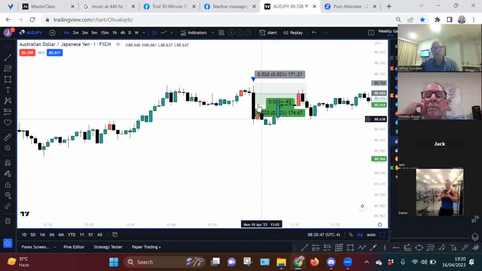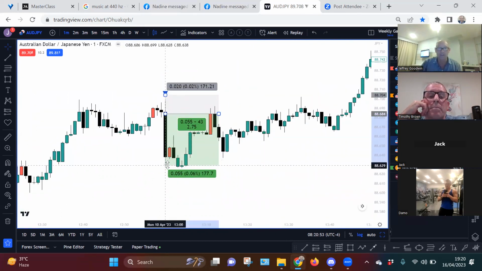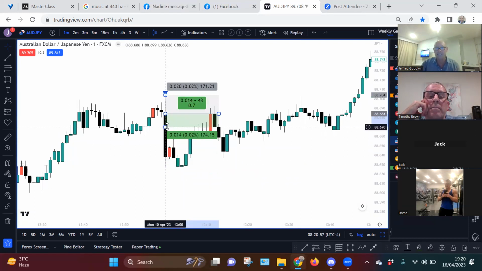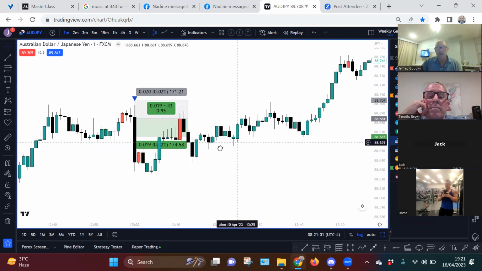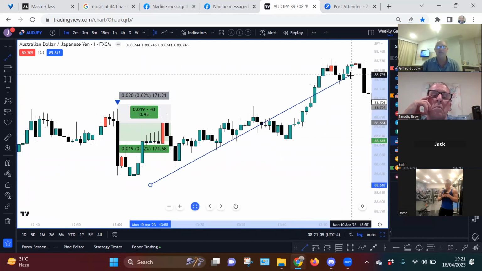2 pip stop loss, 2 pip profit. Does it achieve its aim? It does, but it actually goes further. But I'm not going to claim that. I'm only going to claim what I set it out to be. That's another win. And then eventually, guess what happens? It reverses. Yep. What patterns are you beginning to notice, Tim?